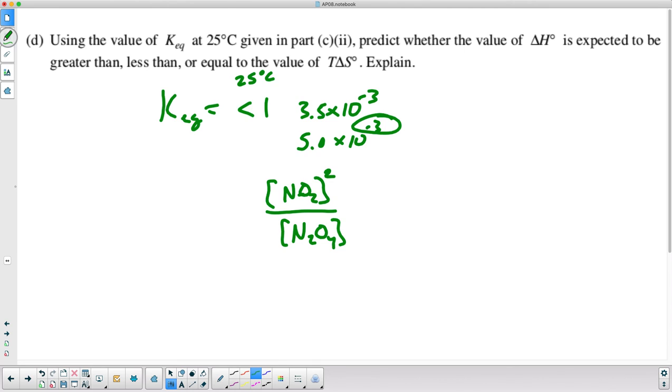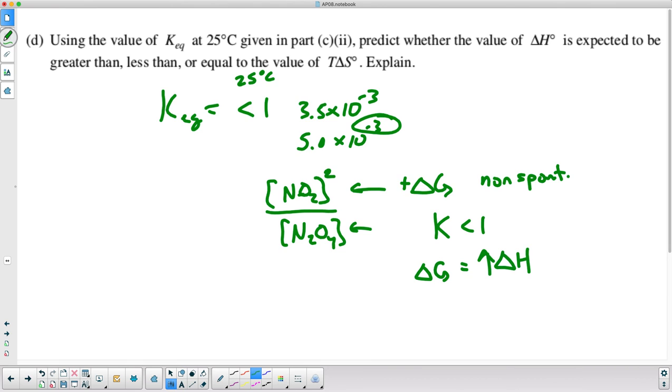If this term is less than this term, that means that my delta G is positive. This is non-spontaneous because my K is less than 1, okay? And the only way that you can get a positive delta G is when you have a higher delta H than you do the T delta S term. So this must be higher than this term here. That's the only way it can happen.